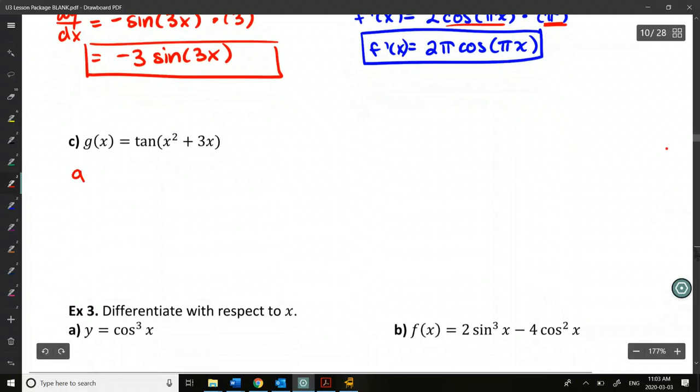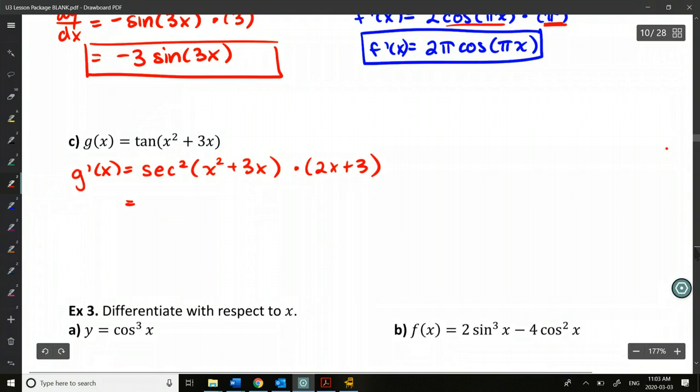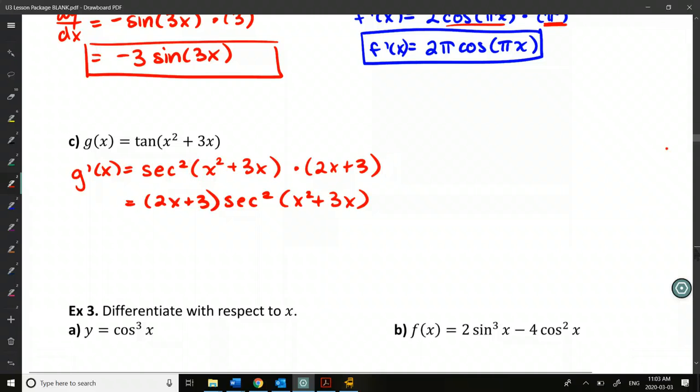Okay, who wants to do the next one for us? Go, Grayston. So I got sec squared x, 7 times x squared plus 3x times 2x plus 3. Perfect. And just so we don't get confused as to whether this 2x plus 3 is inside the secant or not, we would usually write the 2x plus 3 at the front, just so there's no confusion as to whether it's the secant of just this or the secant of the whole thing. So if you have a multiple, we would like to write that in the front wherever possible.